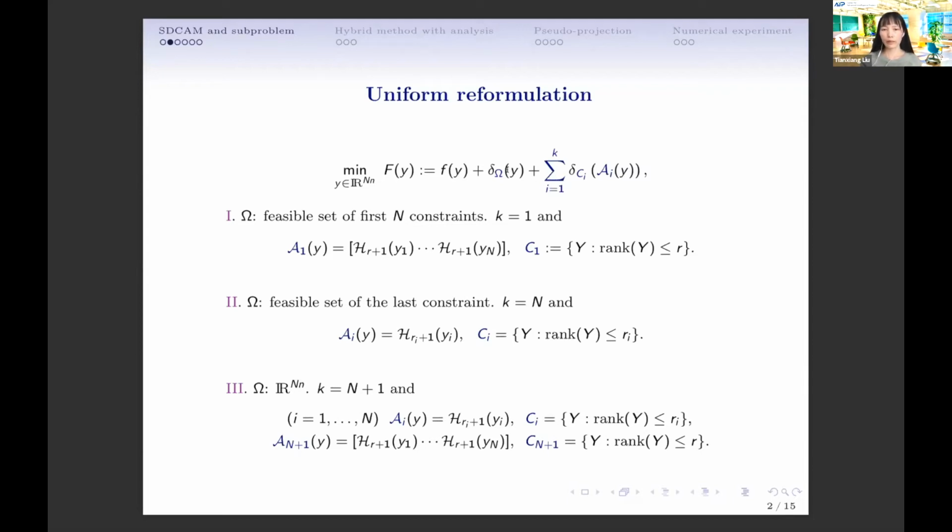As Takada-sensei just mentioned, this looks very much like the formulation of the problem solved by SDCM, because you see there is a finite summation of these terms, each term inside is a linear map, and outside is an indicator function. This indicator function is prox friendly, because the proximal operator of the indicator function corresponds to projection to this set. This set is a low rank constraint, so you know that the projection to this set gives you a closed form solution if you do SVD decomposition. So we would like to use SDCM to solve this uniform reformulation, which of course contains three kinds of specific reformulations.